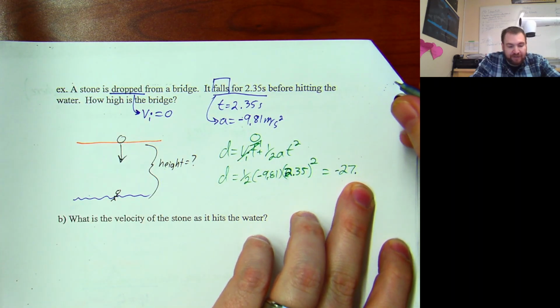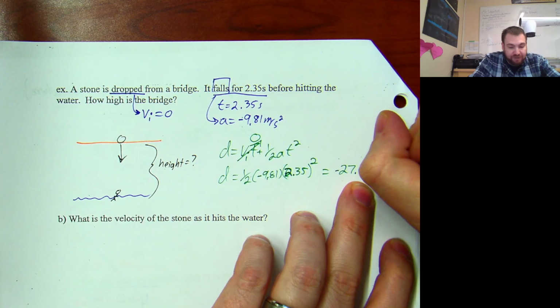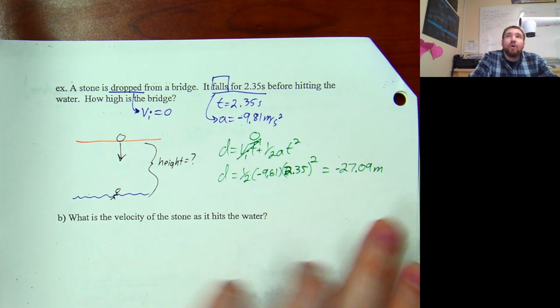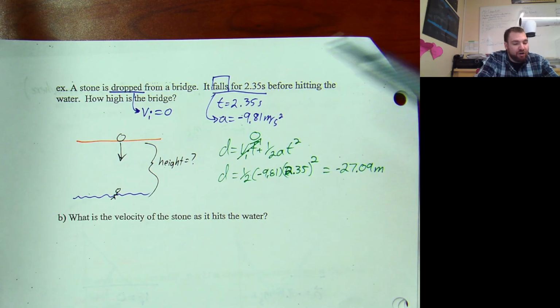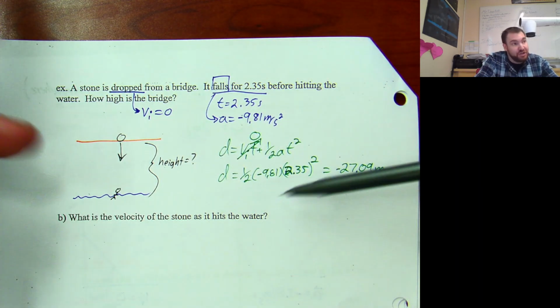Negative 27.09. What have you just found? What did we find? We've not found the distance. We found the displacement of the object, and our object fell down, so the displacement should be negative.